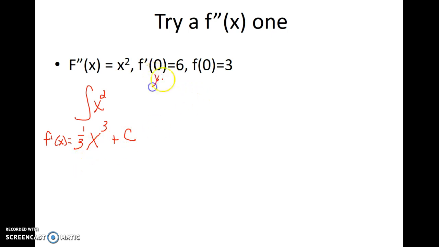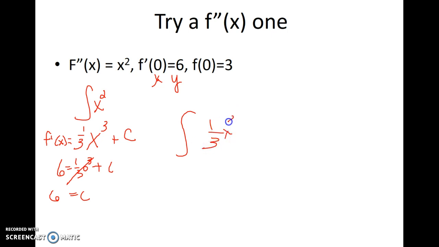So I'm going to plug in x is 0 and the function equals 6. So 6 equals 1/3 times 0 cubed plus c. This is an easy one. This whole term will drop out. C equals 6. So my first derivative is now 1/3 x cubed plus 6.